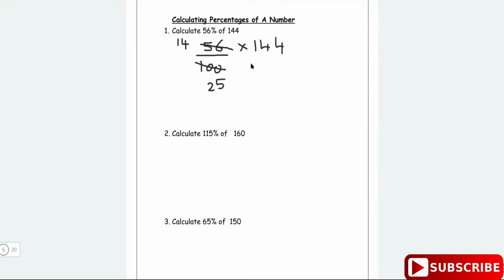Then we go ahead and work this out. So 14 times 144, you should go ahead and work it out. 144 times 14. 14 times 4 is 56. Put a 5 right here. 14 times 4 is 56, plus 5 is 61. So bring up a 6. Then 14 times 1 is 14, plus 6 is 20. That's 2016.